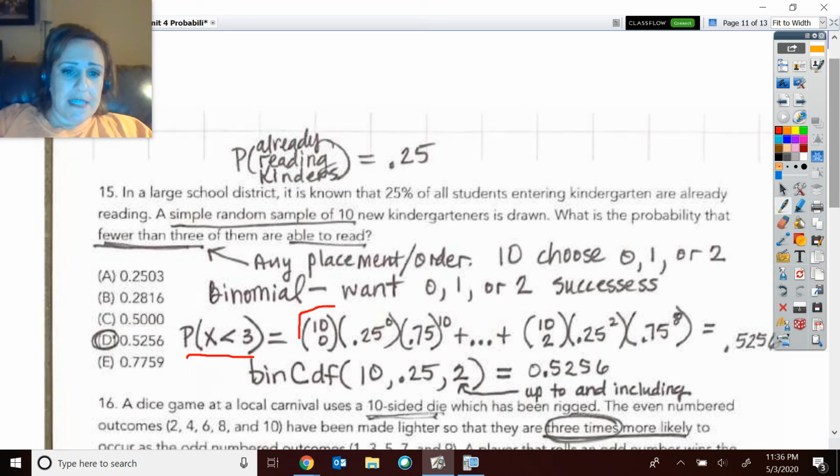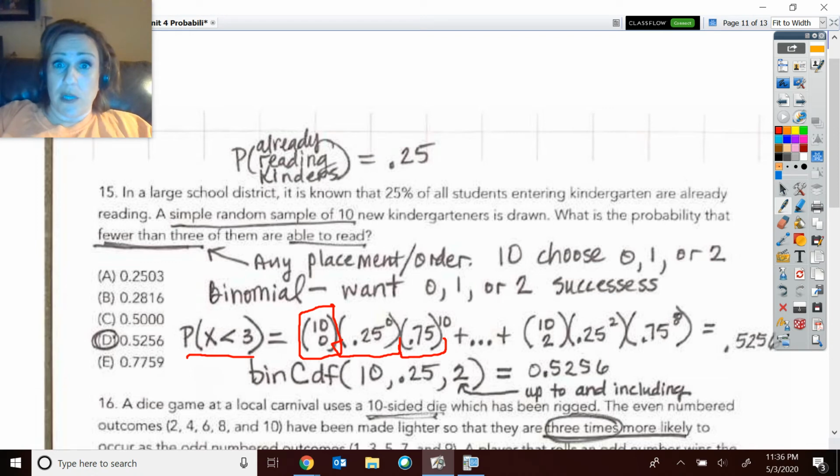I have 10 choose 0 successes, and 25% of them are readers, and I want 0 readers, meaning 10 of them do not read. Plus, plus 10 choose 2 readers. See, less than 3. So I want to go up to 2. Here's the successes. 2 are readers. That means 8 of them are not.